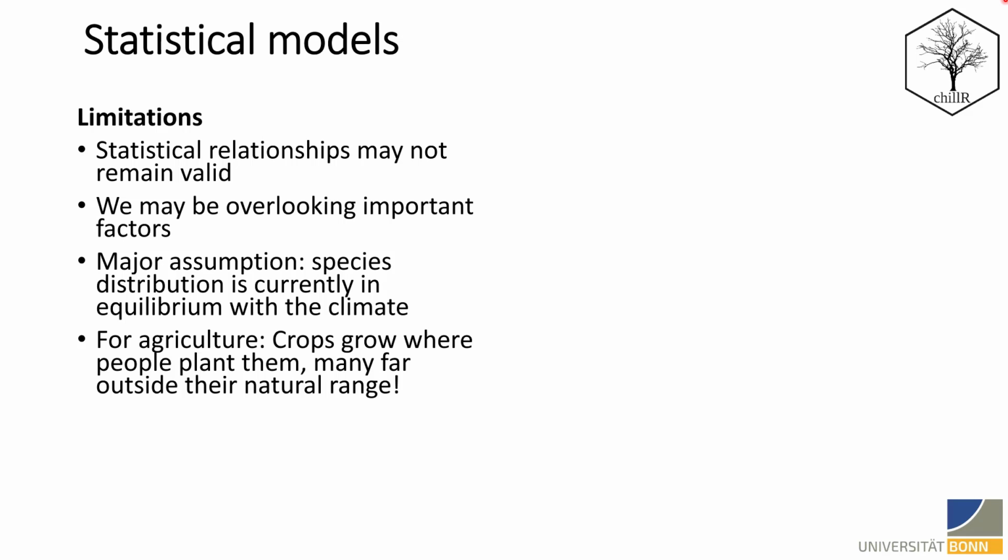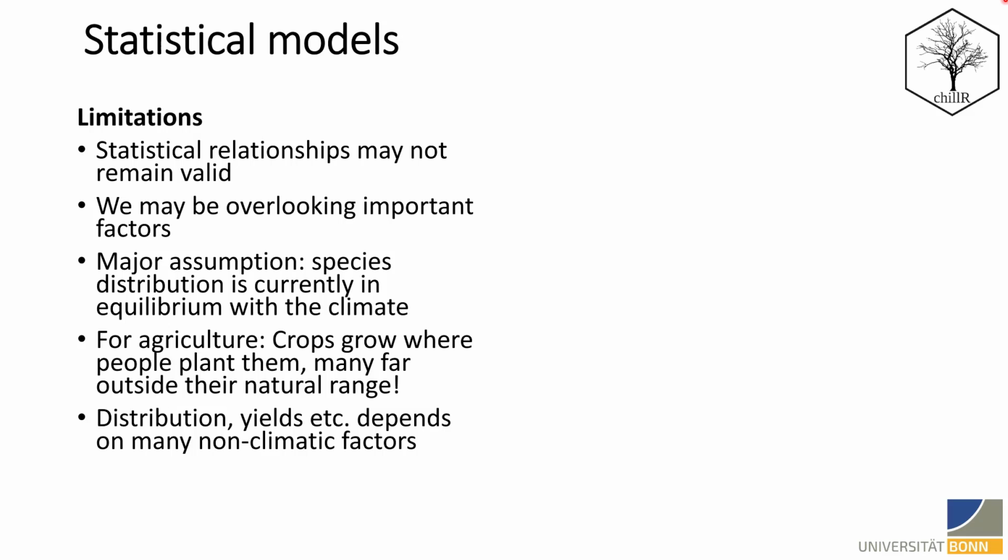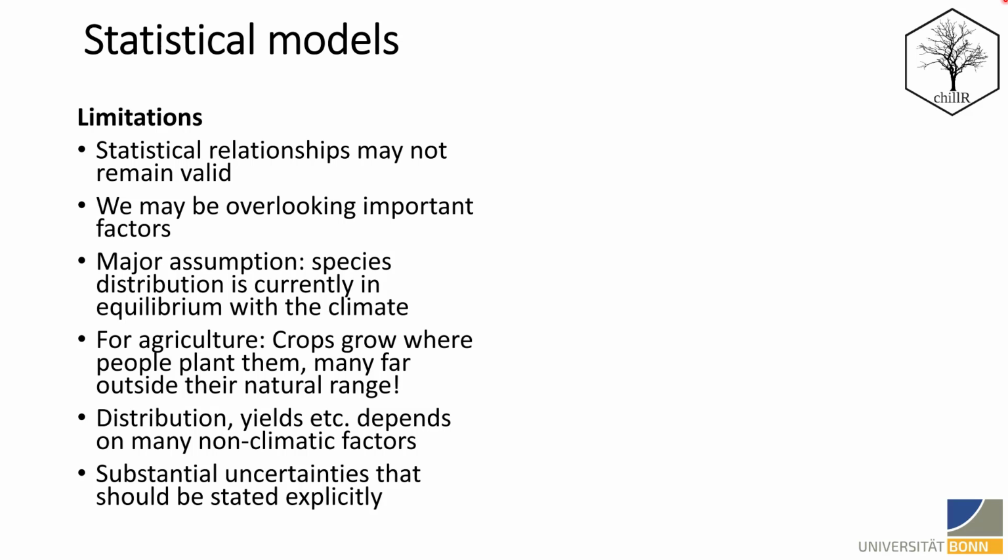If you think of our cereals, for example, their natural range is probably a relatively small region somewhere in the Near Middle East. Now, they're grown all over the world, even in climates that are completely different from where we would naturally find them. So this is a serious problem. And the distribution, the yields, etc. of crops certainly depend on many factors that are not related to the climate alone. And there are always substantial uncertainties in such statistical projections that should be stated explicitly. And quite often that is overlooked, and sometimes the conclusions that are drawn are not really justified.